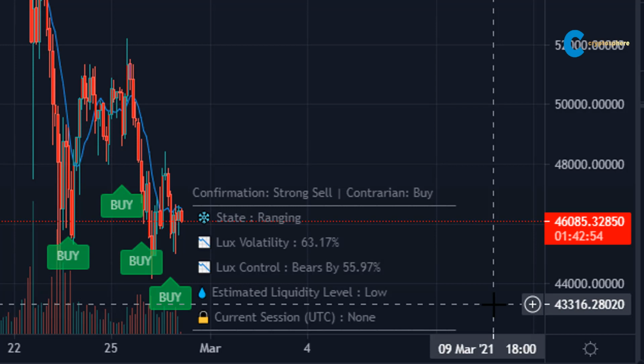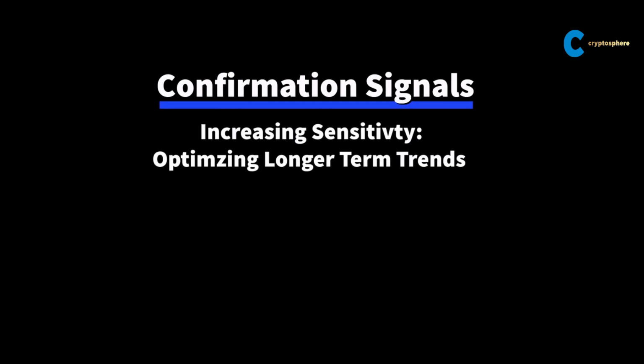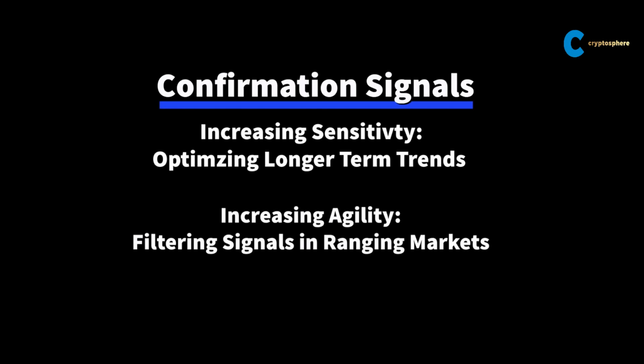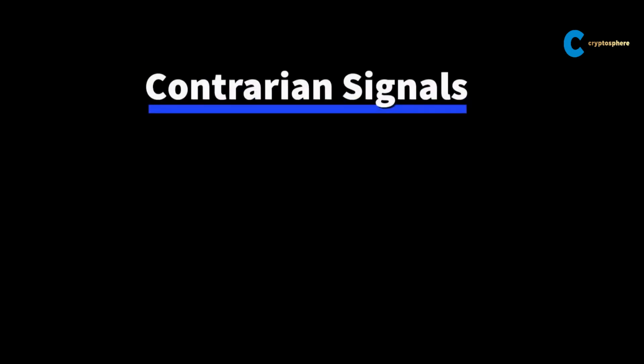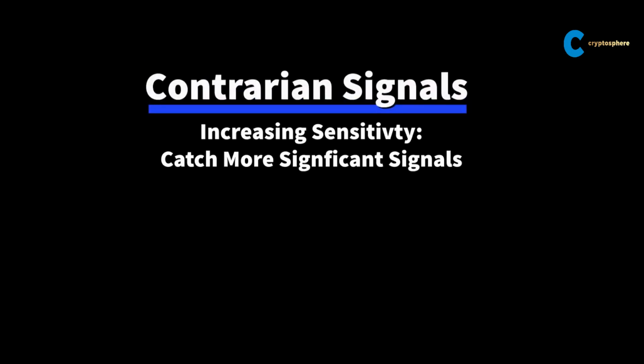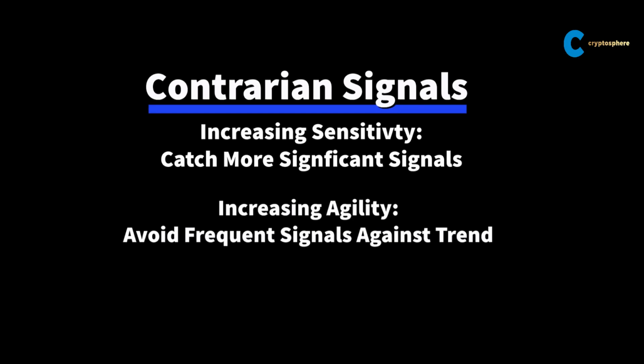I will summarize the most important takeaways from the settings right now. Let's start with the confirmation signals. Sensitivity will help you get fewer countertrend signals and longer-term price movements. This you want to use during trending markets. And agility on the confirmation signals will help to remove signals during ranging markets. It makes sense to use this when the market is ranging. For the contrarian signals mode, sensitivity will help you to catch more significant tops and bottoms, while agility will help you to avoid frequent signals happening against the trend. As I said before, try different settings and see what suits you best.